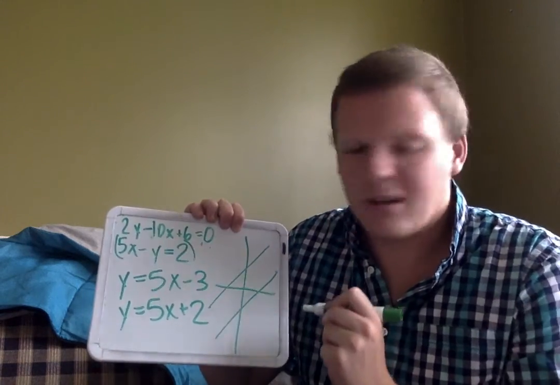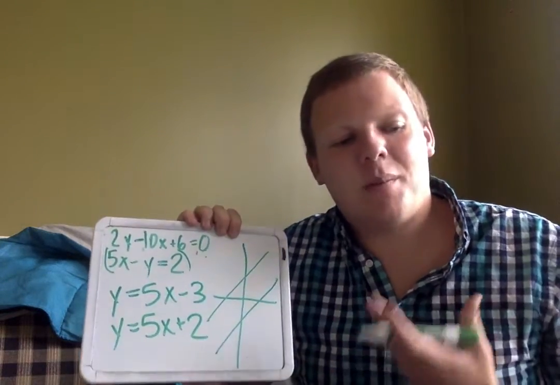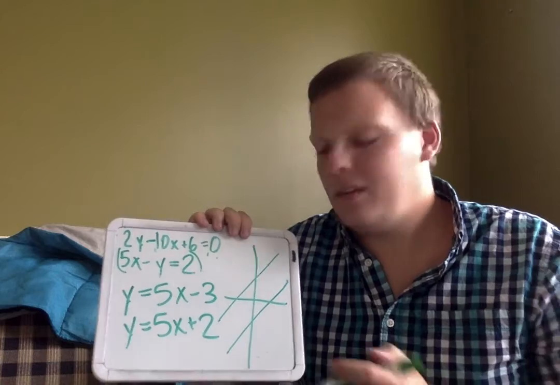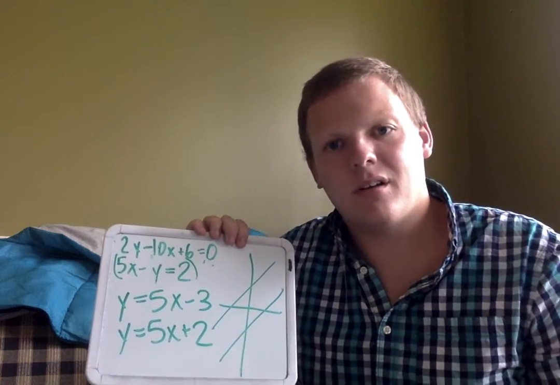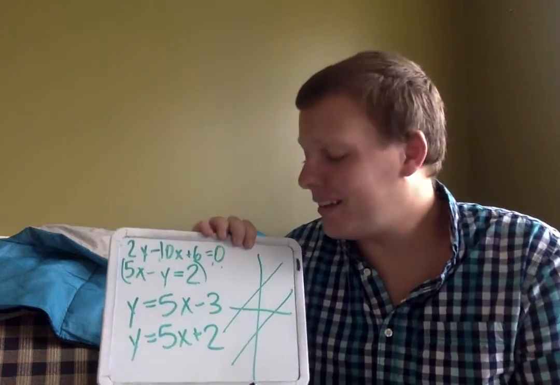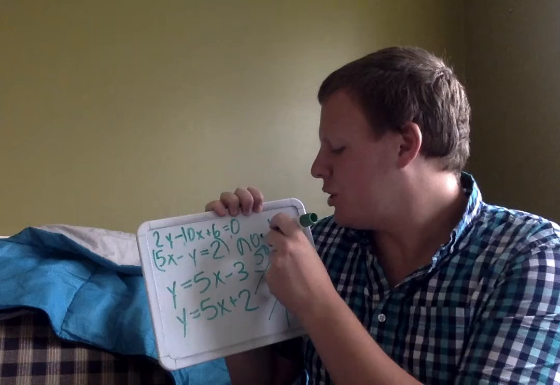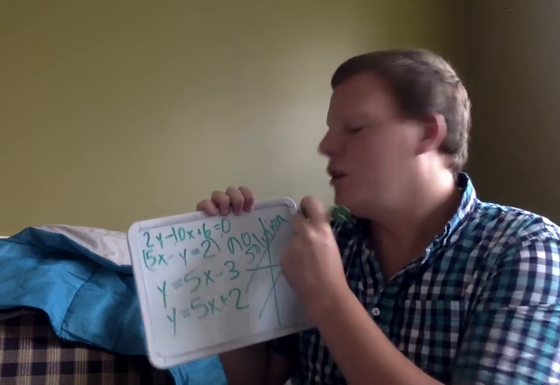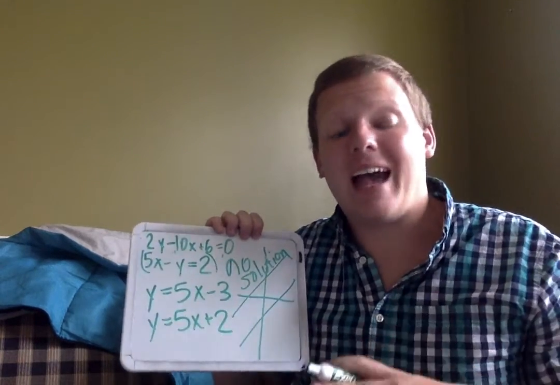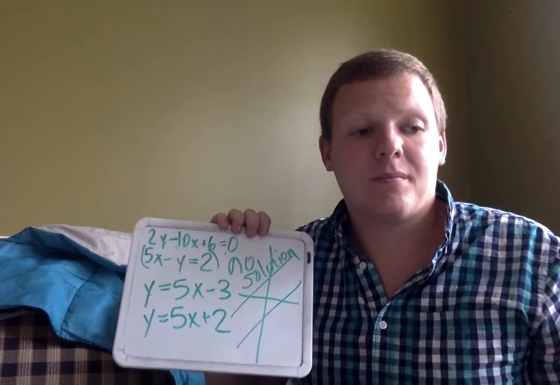Something like that. So if a point of intersection represents a solution, how many solutions do we have here? None. These lines never intersect. So here's what we would call no solution. There's no combination of x and y that satisfy both equations.